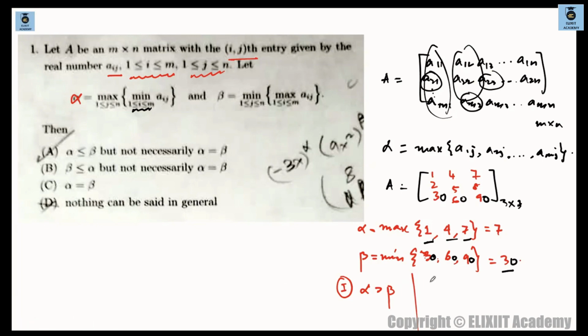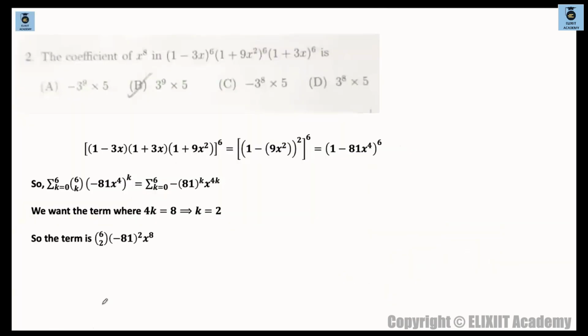So what happens in the second case? Alpha will be less than beta. So once you change these elements over here, the orientation of this inequality will change. So in general, nothing can be said. Nothing can be said in general. So option D must be correct.